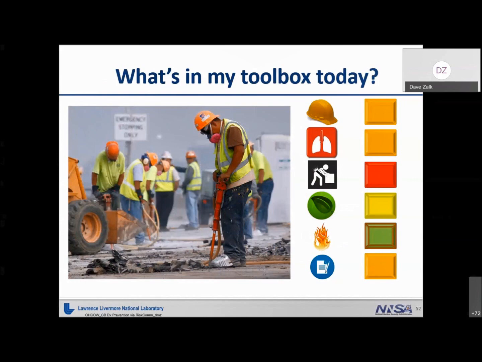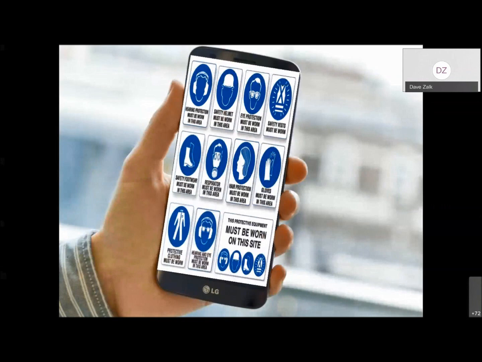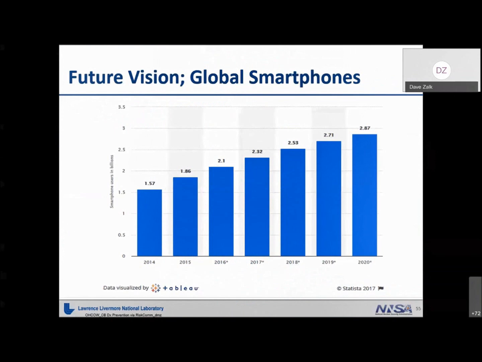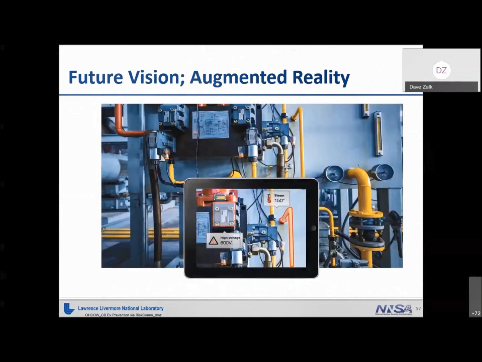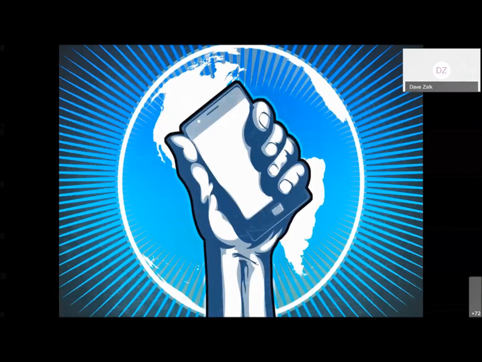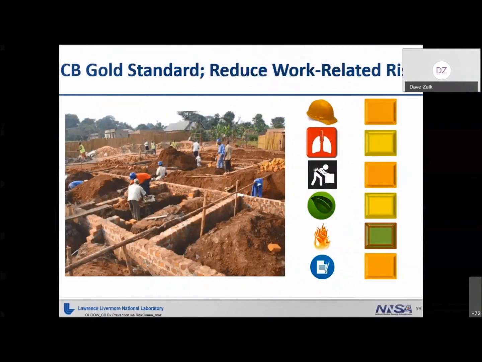And what if we were to create an app for a smartphone, and we could just click a button and a worker can see everything that they need on that given day to protect themselves? Well, now we're at nearly the same number of smartphones in the world as we have workers. It's capable, and we have the ability to be augmenting reality. And if we can apply that also in the workplace, where nearly every workplace can have at least one person with a smartphone, there's absolutely nothing holding us back. So maybe control banding is a gold standard for reducing work-related risk and saving millions of lives every year.